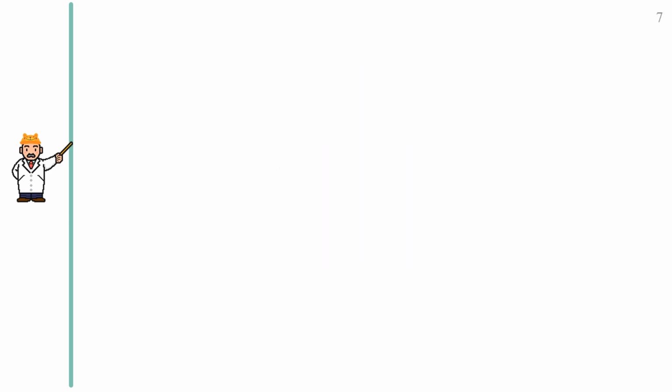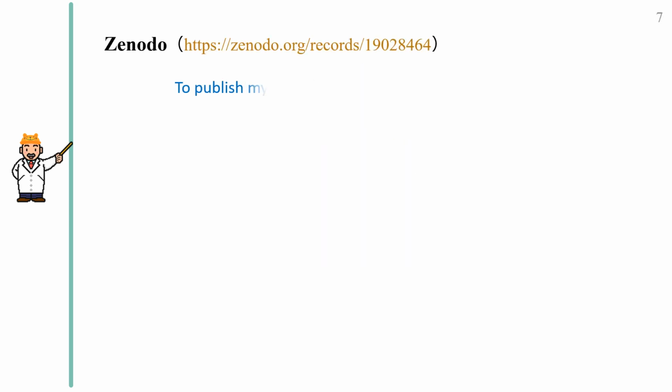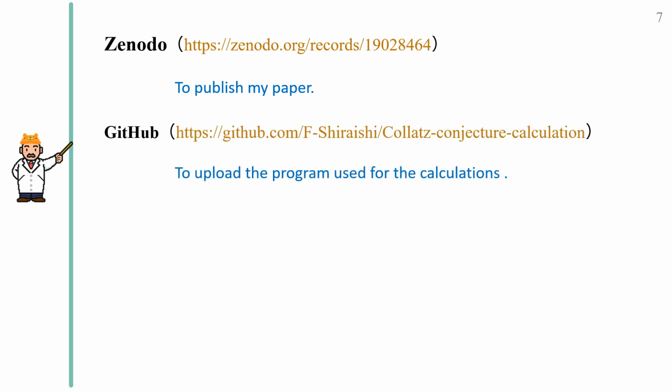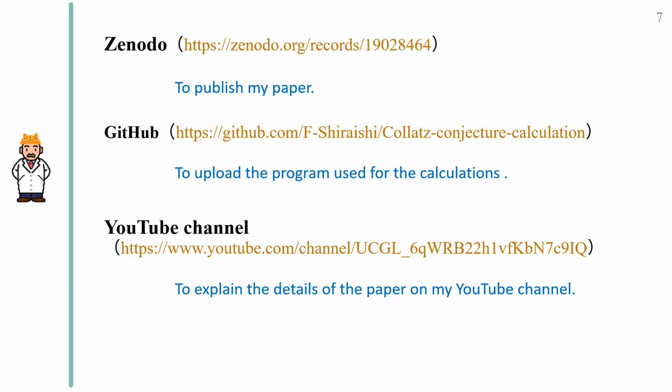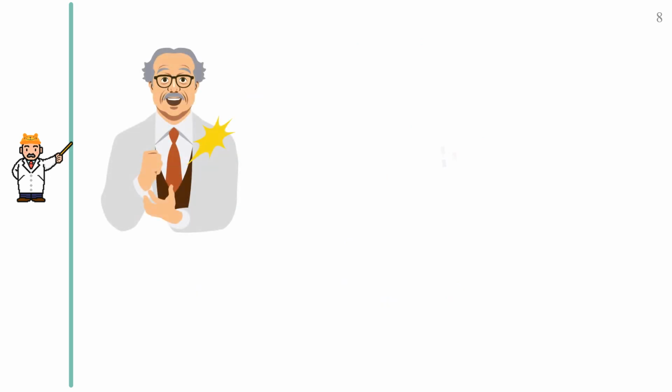Therefore, I decided to publish my paper on Zenodo, an open-access platform in Europe, and to upload the program used for the calculations to GitHub. In addition, to help people understand the content, I decided to explain the details of the paper on my YouTube channel, which I started after retirement. By linking these 3 elements together, I hope to convey the content of my proof more clearly.